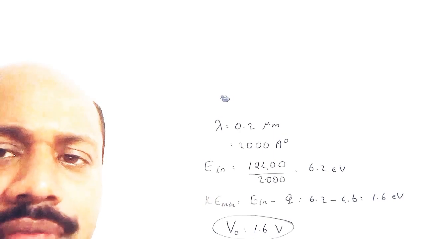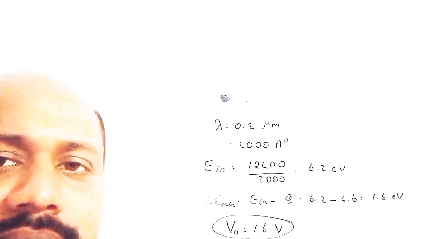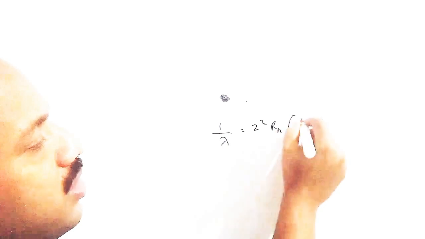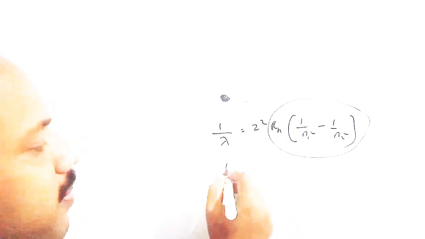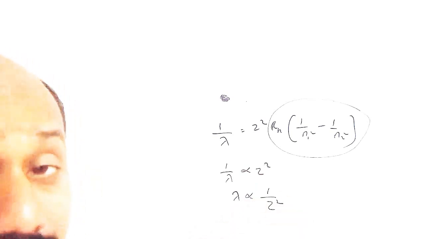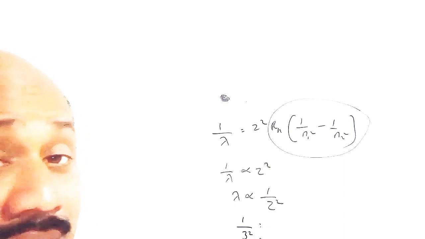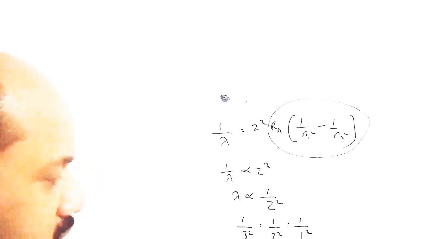Now, the next case, 8th question. The ratio of wavelengths for 2-to-1 transition in lithium, He plus, H, right? In hydrogen-like atoms, 1 by lambda is equal to Z square, Rydberg constant, 1 by N1 square minus 1 by N2 square. In this case, these things are constant. Therefore, 1 by lambda is proportional to Z square, lambda is proportional to 1 by Z square, right? Now, the ratio: for lithium, it is 3, so 1 by 3 square. Helium, it is 2, that is 1 by 2 square. Hydrogen, it is 1 by 1 square.